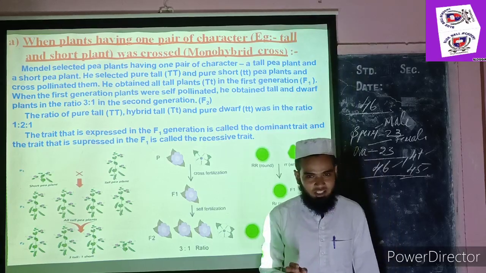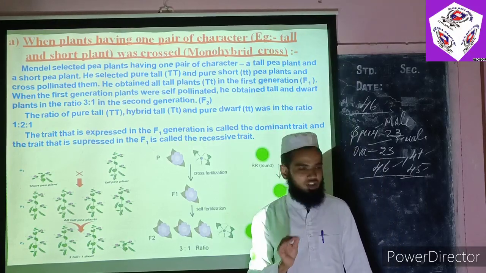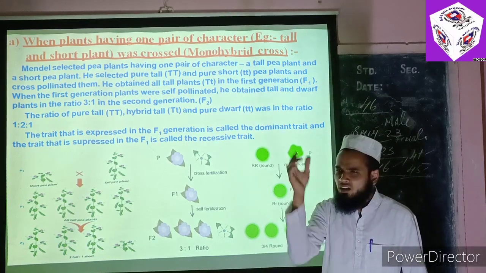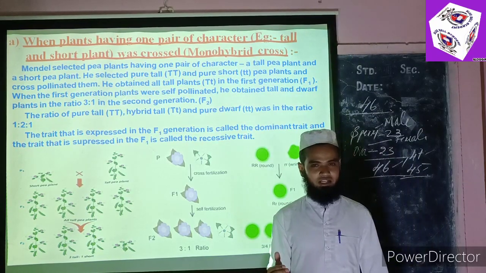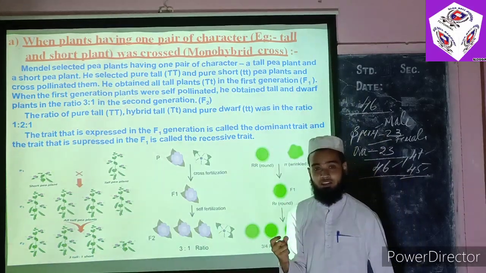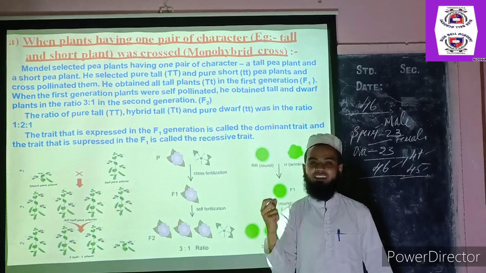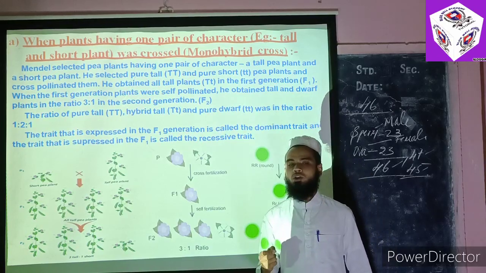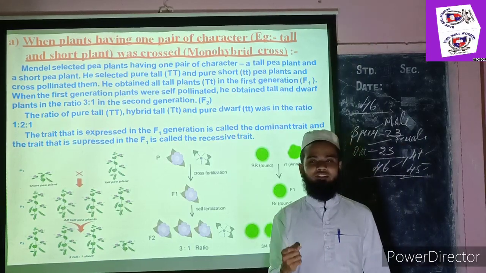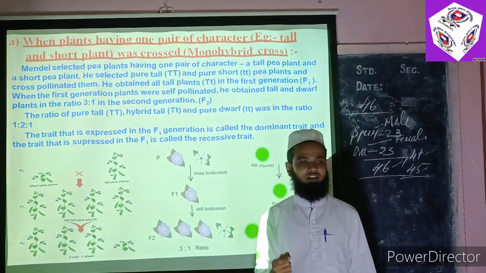There are 7 contrasting characters in the pea plant: shape of the seed, color of the seed, shape of the pod, nature of the pod, position of the flower, and so on. By utilizing these 7 contrasting characters, Mendel conducted experiments to determine the rules of inheritance. So Mendel is considered the father of genetics.